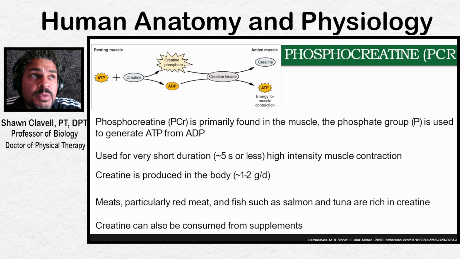Now, as I mentioned before, one way to replenish ATP stores in the body is the phosphocreatine system. So, the phosphocreatine system is primarily found in muscle. This phosphate is used to generate ATP from ADP. So if you're using something for a skeletal muscle contraction, that's required, and we'll see that in the lectures related to muscle contractions when we get into that section.